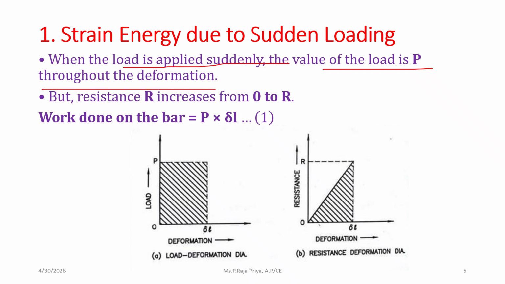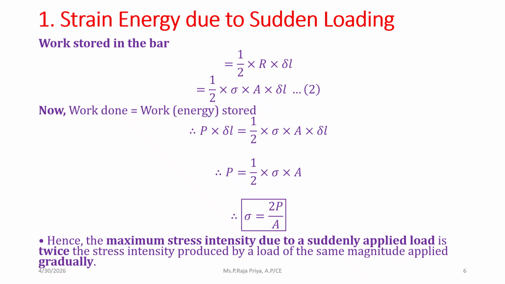Which is marked as equation number 1. And then work stored in the bar will be based on the second diagram which I have shown in the previous slide. So that will be half into R into delta L. Since it is a triangular pattern, it is half into R into delta L, and the load deformation pattern was a rectangular pattern, so that was P into delta L. That is the area. And here it is half R into delta L. So R will be stress into area.